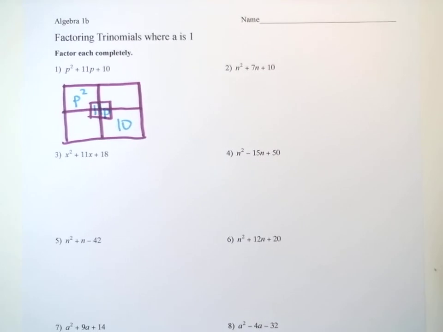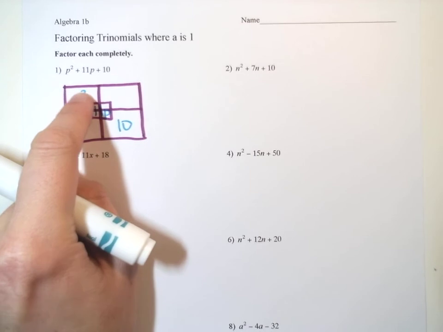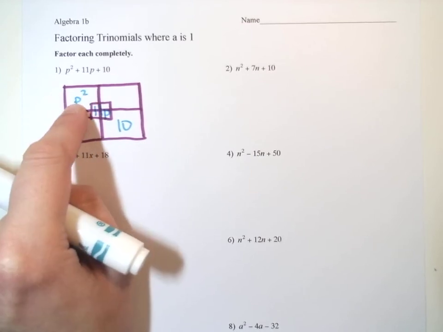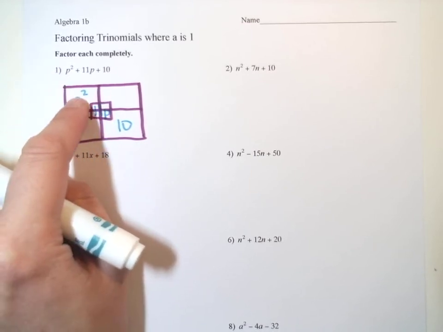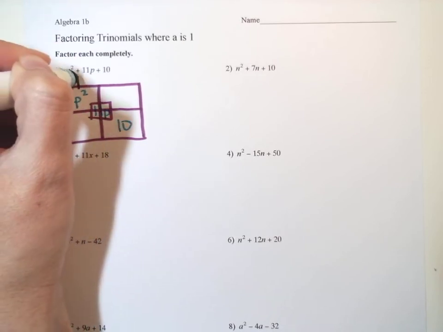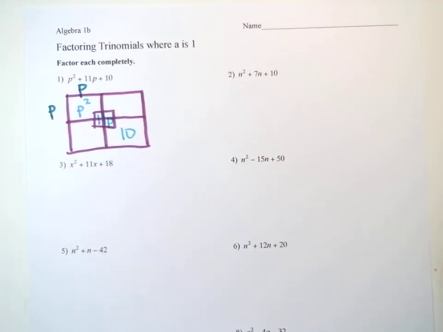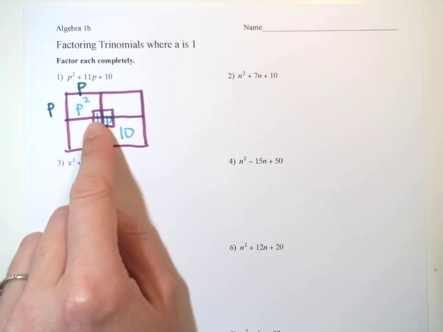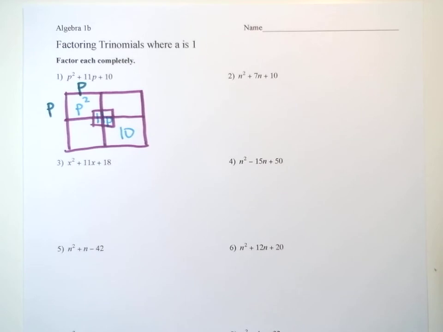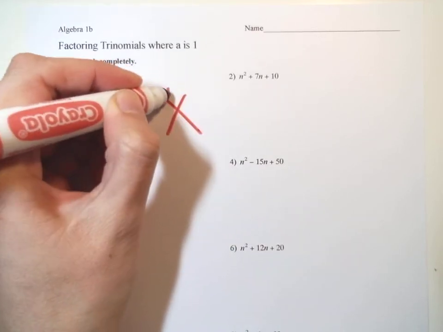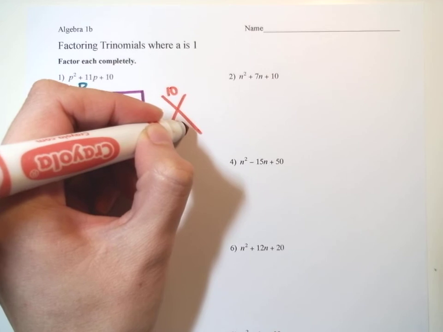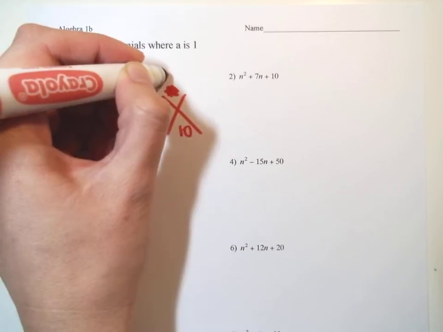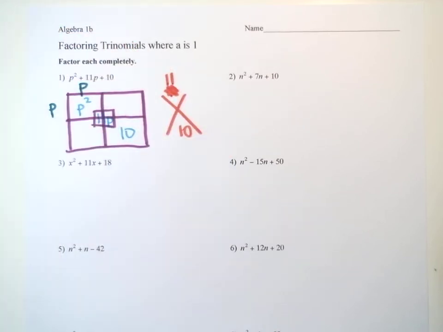Then we find the sides of the x squared box, of this top left box. So in this case, it's p squared. So what times what multiplies to give us p squared? That's p times p. Then we need to find the other two sides. So in this case, we need it to multiply to 10 and add to 11. So what multiplies to 10 and adds to 11?